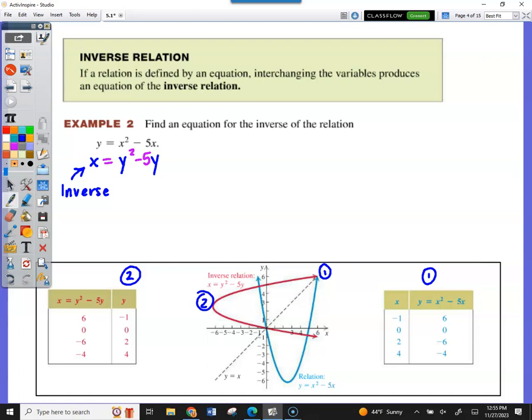The T-chart is -1, 0, 2, and 4 for X. My Y values were 6, 0, -6, and -4. And my Y values over here, I kept the same numbers, this time I plugged them in for Y. When you plug them in, I came out with these X values. What do you notice about the 2 T-charts? The inverse? Yeah.